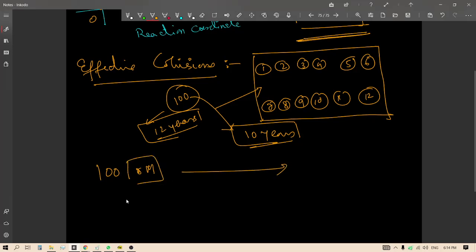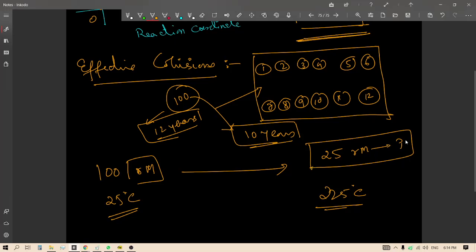Suppose I am at a temperature of 25 degrees centigrade. Let us assume, I'm trying to give a random example so that it can be clear. When I am at 225 degrees centigrade, which is 200 degrees more, out of this 100, let us take 25 reactant molecules have changed to products. For those 25 reactant molecules that have changed to products, this amount of energy is called activation energy. For the remaining 75, this is not activation energy.